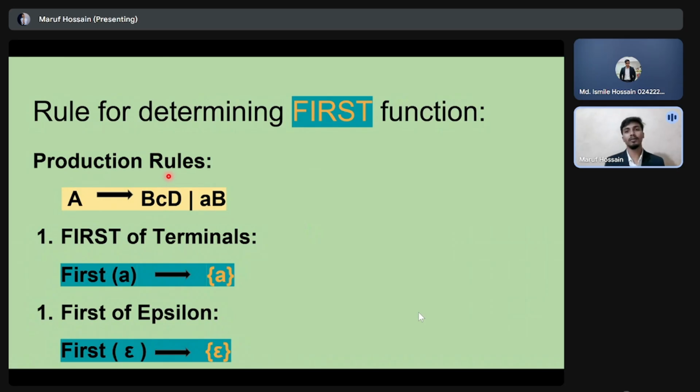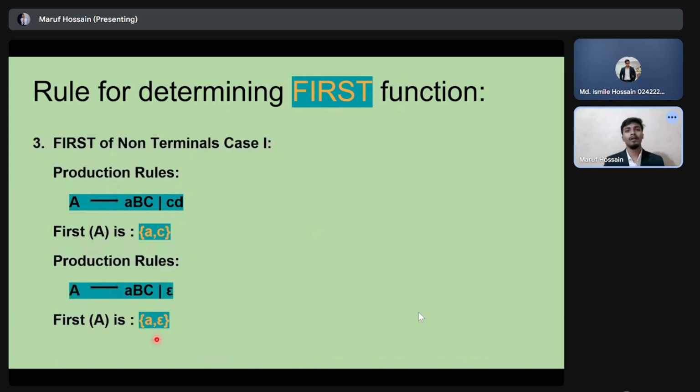So there are several rules to find the first set. One of them is that the first of a terminal is the terminal itself. That means, for example, the first of small a is small a itself. Similarly, the first of epsilon is epsilon itself. While finding the first of non-terminals, several cases can appear.